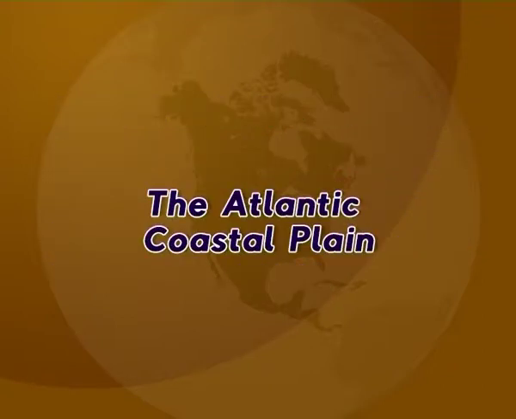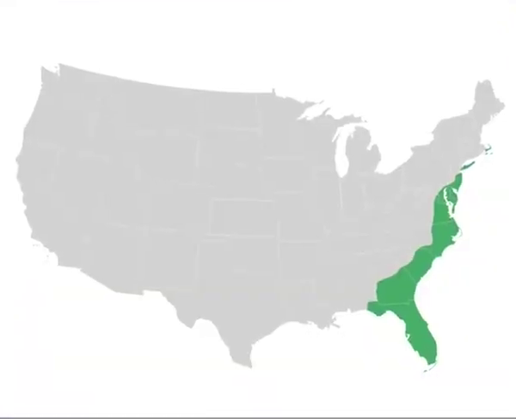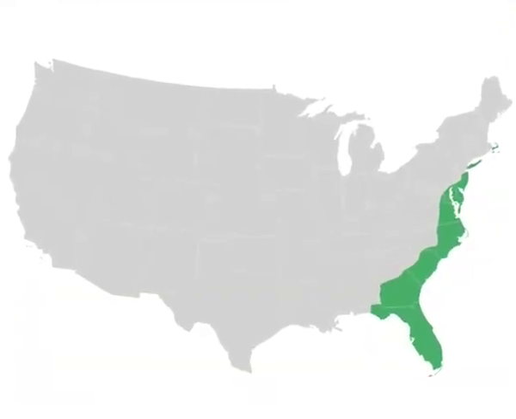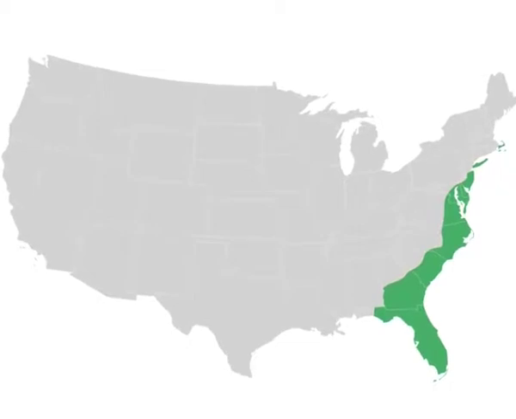The Atlantic Coastal Plain. The Atlantic Coastal Plain is an area of flat land without any trees. It is a broad and easily accessible plain. There are 2 recognizable regions.